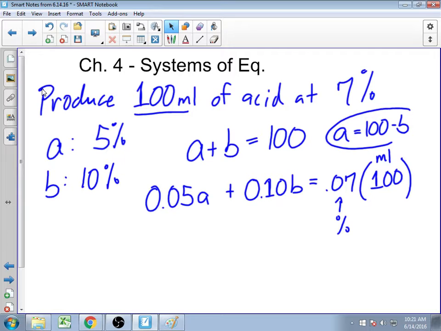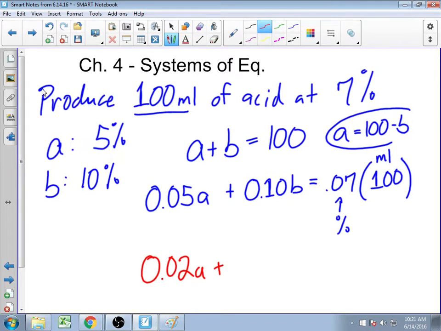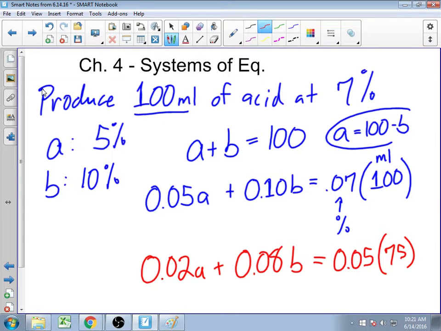So for your problem, what's your first solution's percentage? 2%. So you would have 2% of solution A. How much is your B? 8%. 8% of solution B, and we don't know how much, that will give us 75 milliliters at what percentage? 5%. Yeah, they want us to end at 5% acid. So 5% of my 75 milliliters.